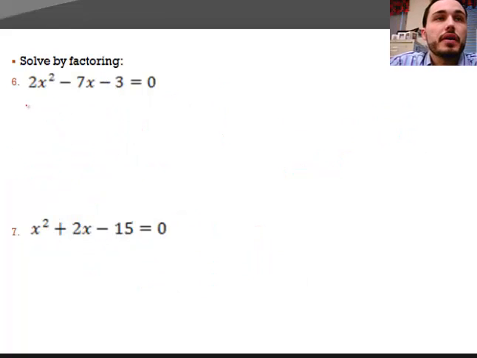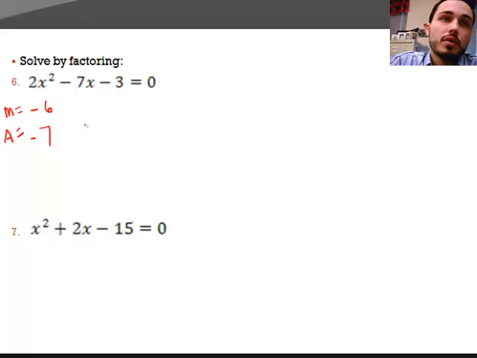Solve by factoring. This is your M&A method: multiply and add numbers. My multiply number is 2 times -3, which is -6. My add number is -7. I need two numbers that multiply to -6 and add to -7.